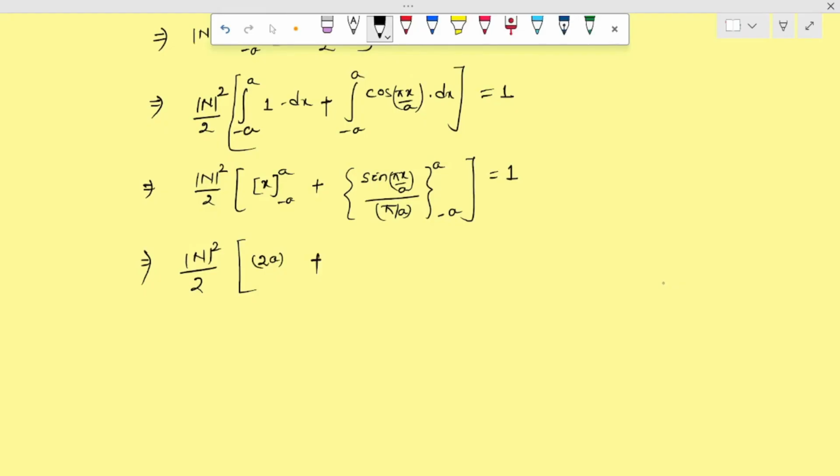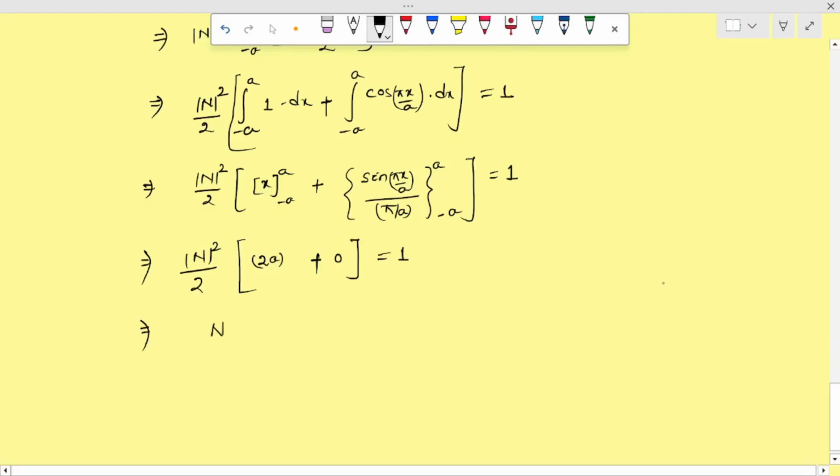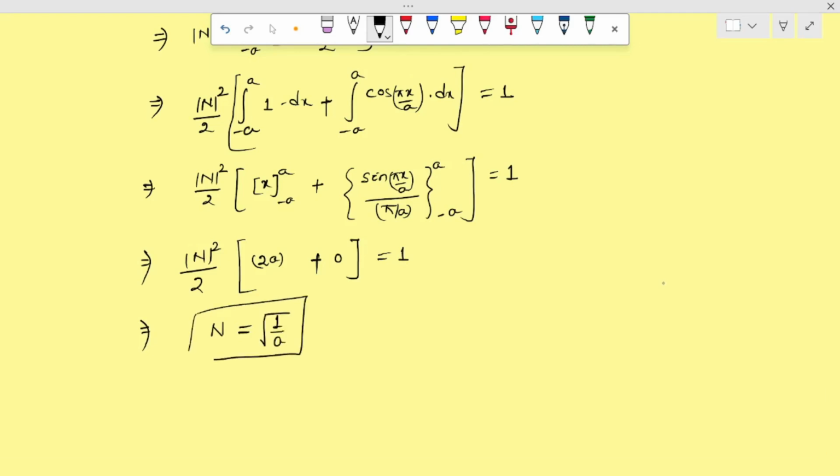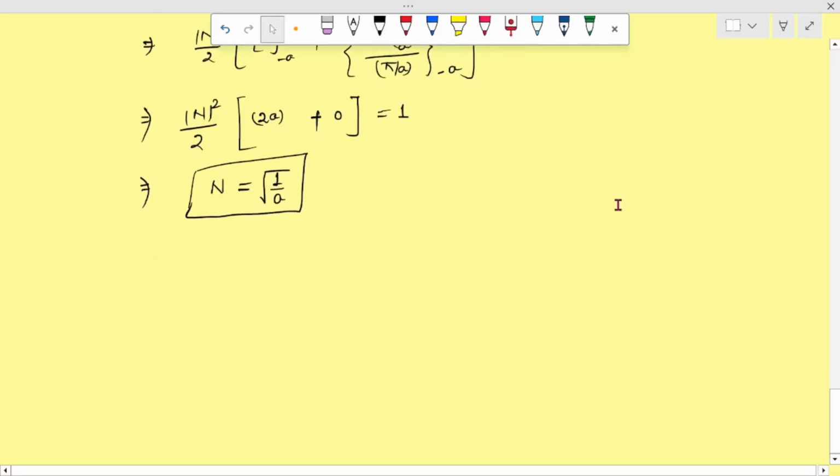If I put minus a, also minus sin pi, the value is also 0. So this term's value will be 0 always, equal to 1. So that implies the normalization constant value, how much can we get? We get here the 2 cancels, it will be root over of 1 by a. We found the normalization constant is this one.